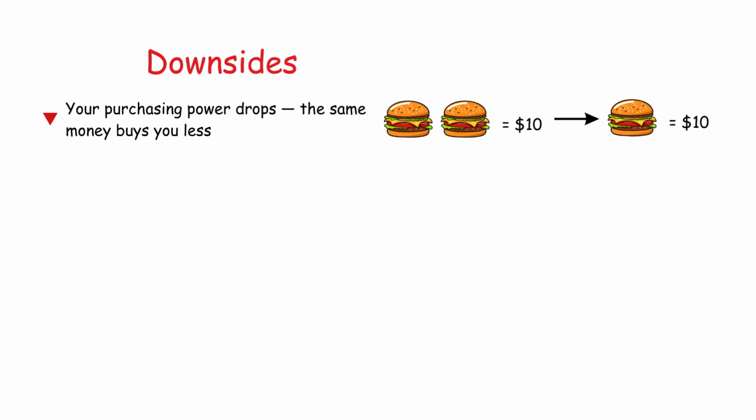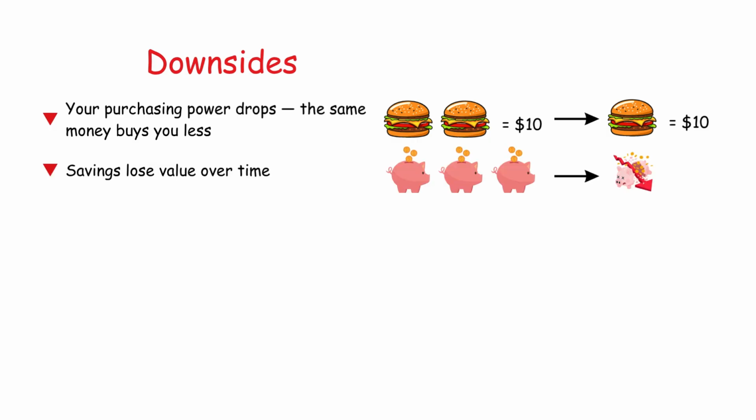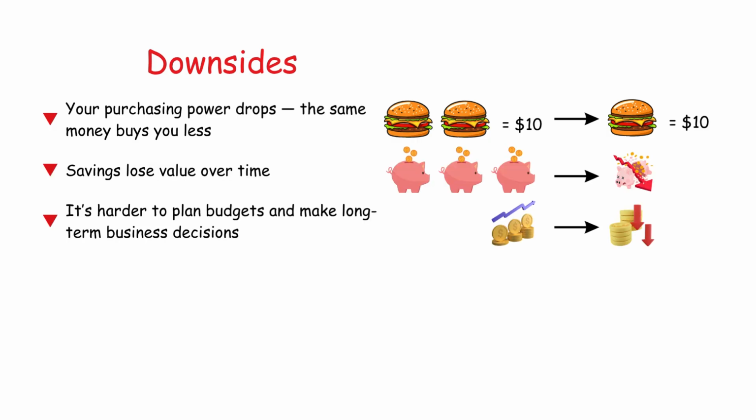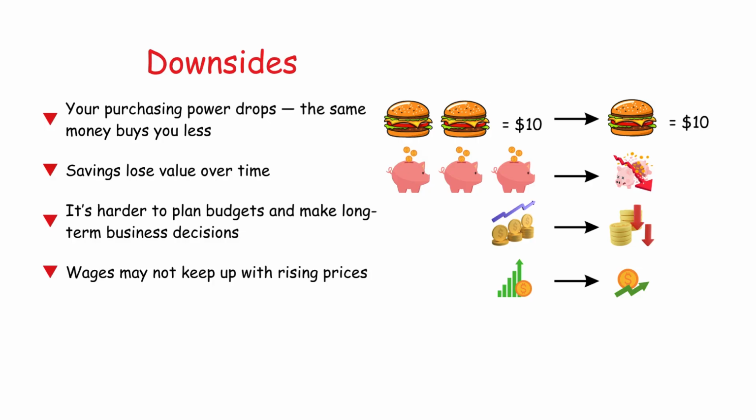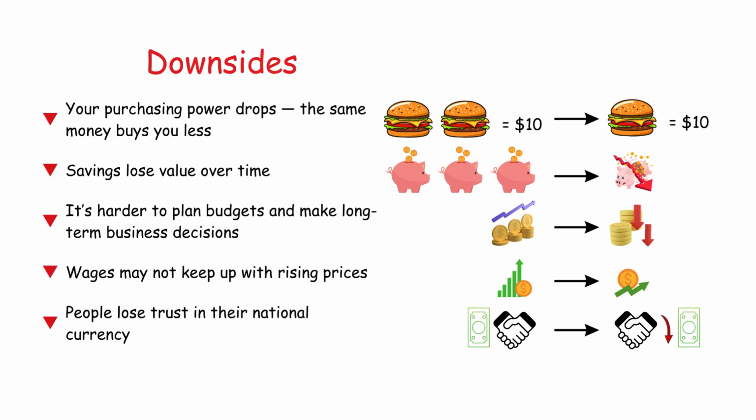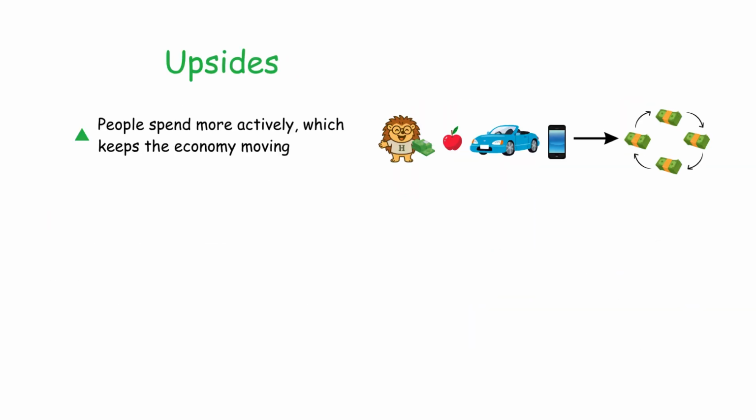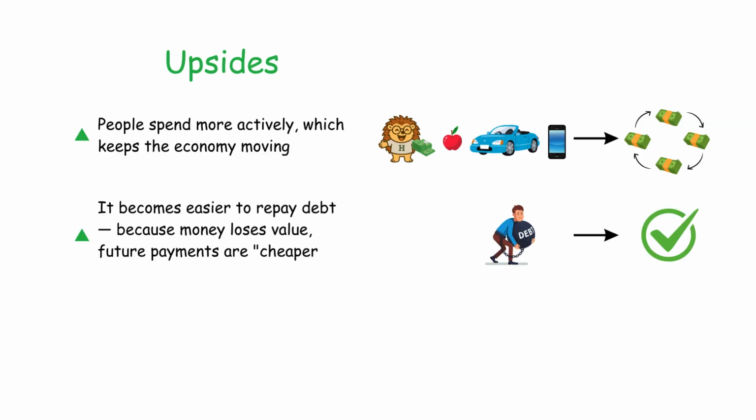The downsides of inflation include a drop in your purchasing power, the shrinking value of your savings, difficulties with budgeting, wages rising slower than prices, and a loss of trust in the national currency. But inflation has its upsides too. People tend to spend more, which keeps the economy moving. It becomes easier to pay off debts, because money loses value over time, making future payments feel cheaper.